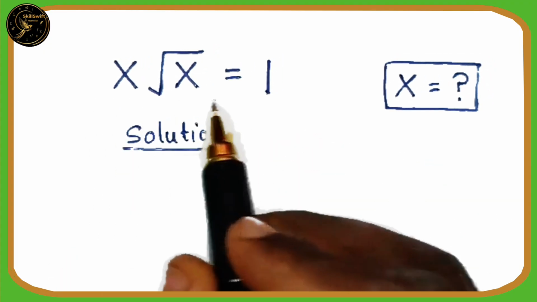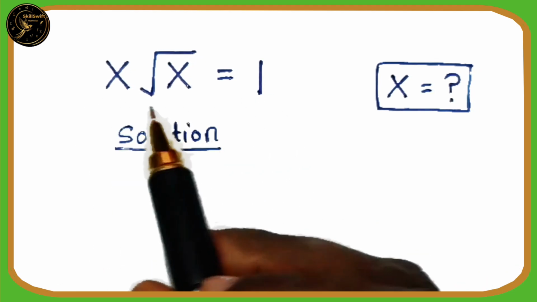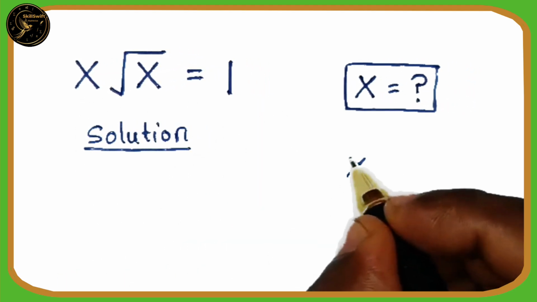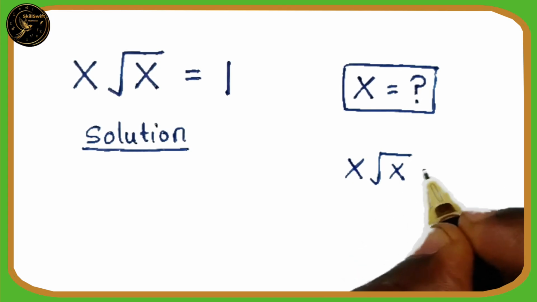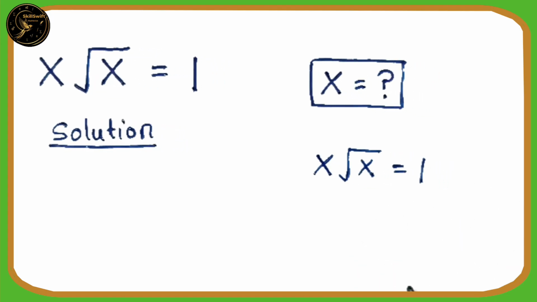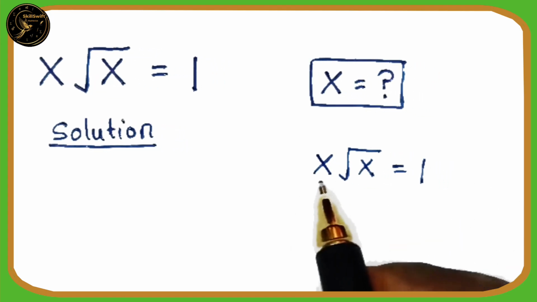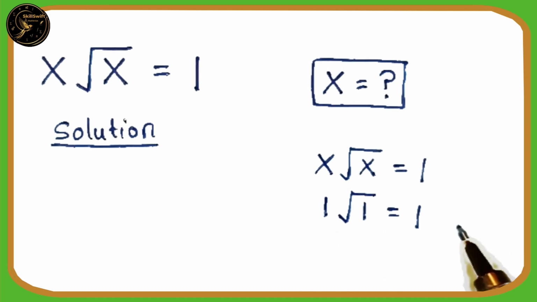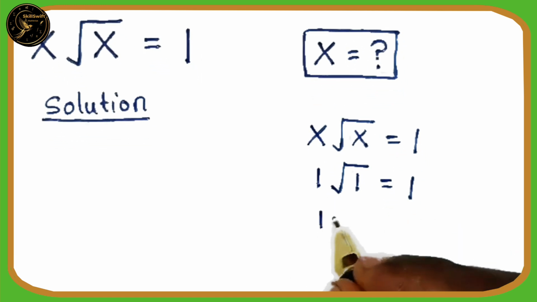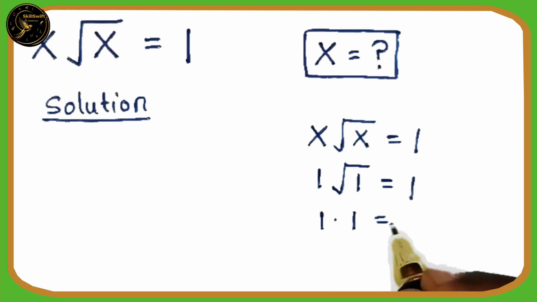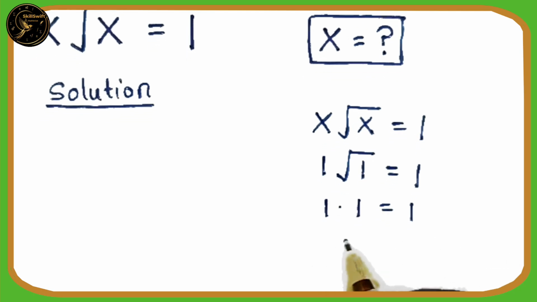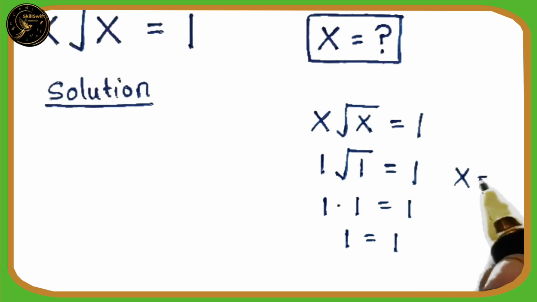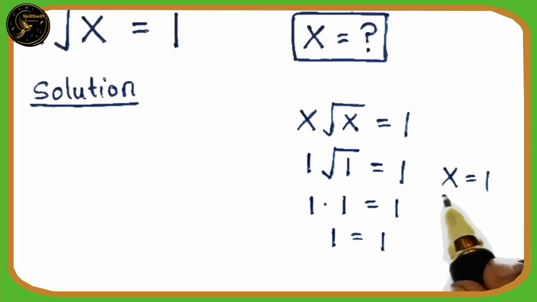To solve this problem, if we check x times the square root of x is equal to 1, we can substitute 1, so it will be 1 times the square root of 1, which is 1 times 1, equal to 1. So x equal to 1 is not the only solution.